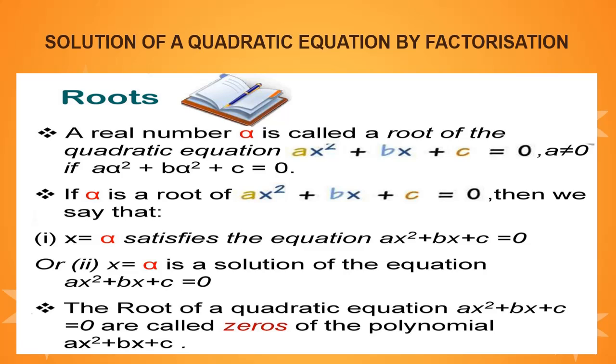Now we are discussing about the roots. A real number alpha is called a root of the quadratic equation ax square plus bx plus c equals to 0 when we replace x by alpha, and on solving we get 0 in LHS. If we get 0 as our answer, then that alpha is called root of the quadratic equation. The root of the quadratic equation are also called as zeros of the polynomial.